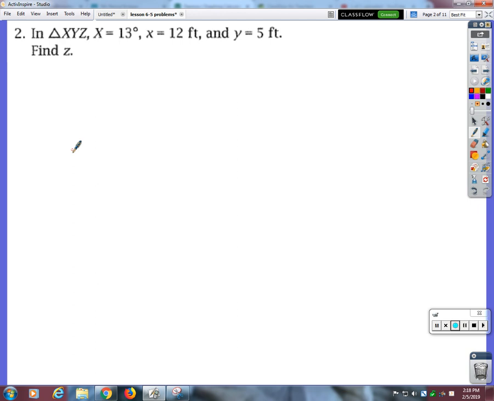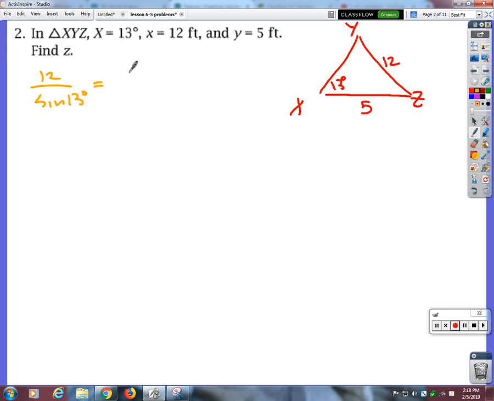All right, let's do number 2. Okay, you ready? You guys want me to draw a triangle? Will that help? Yes. Okay. So X, Y, and Z. It says X is 13 degrees. The opposite side is 12. And then side Y is 5 feet. So the first thing that we're going to do in this triangle is find angle Y, using the law of sines. And it's the easiest math you've ever done. It is 12 over the sine of 13 equals 5 over the sine of Y.